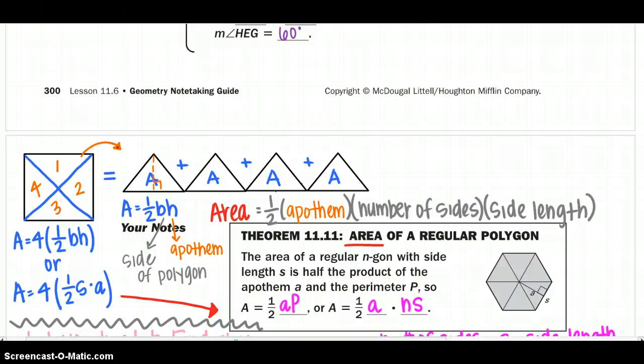And before now, we had talked about our area of a triangle equaling 1/2 base times height. So that would be there, and I've drawn my height there.